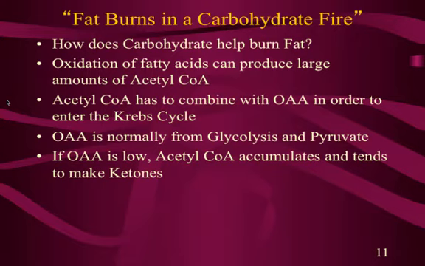Acetyl CoA has to combine with oxaloacetate in order to enter the Krebs cycle. Oxaloacetate is normally from glycolysis and pyruvate. In other words, if a cell needs more oxaloacetate, it can go from pyruvate to oxaloacetate. I'll show you that reaction in a second. So if we say this can combine with this, it forms citrate and goes through the Krebs cycle, right? A lot of times we think of it that way. Oh, okay, that's going to work.